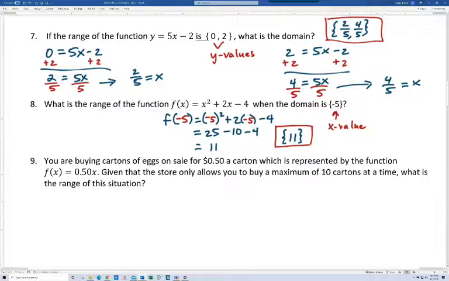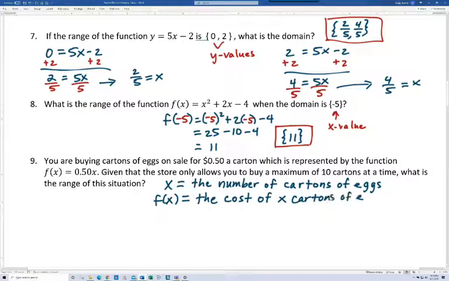Well, I think it's important to first identify what we're dealing with here in terms of our variables. So first of all, think about what x represents and what f of x represents. All right, so I would say x is the number of cartons of eggs, and f of x is going to be the cost of x cartons of eggs. So really, when it said you are buying cartons of eggs here, that's going to be our x value, the number of cartons that we buy. And if let's say we bought 2, if you plug in 2 here, 2 times 50 cents, that's $1. That's going to tell you the cost of buying those 2 cartons. So we just want to make sure that it makes sense once we've figured out what these variables represent.